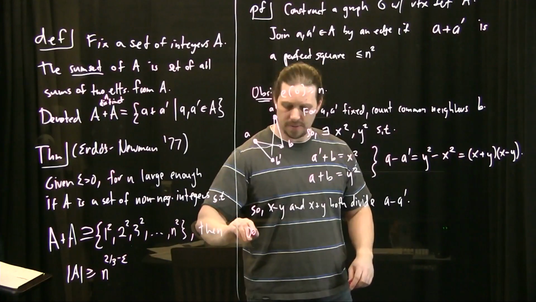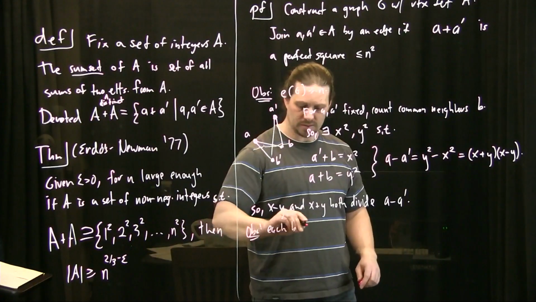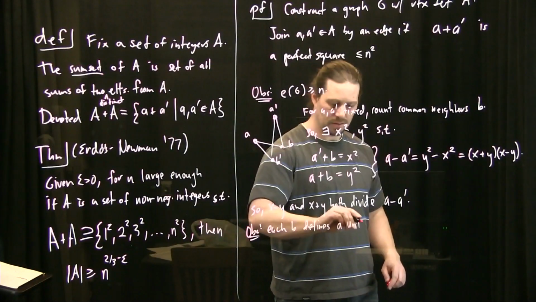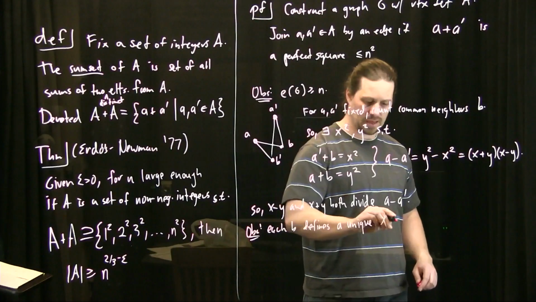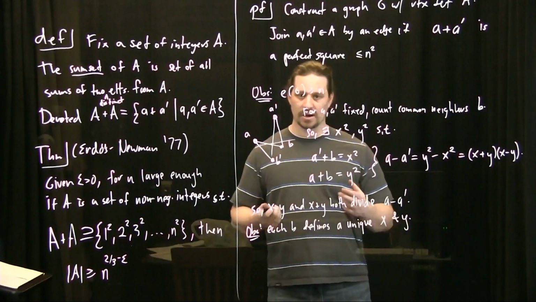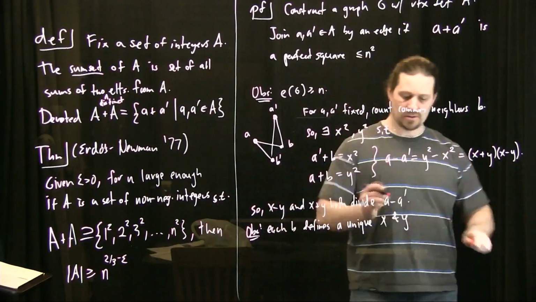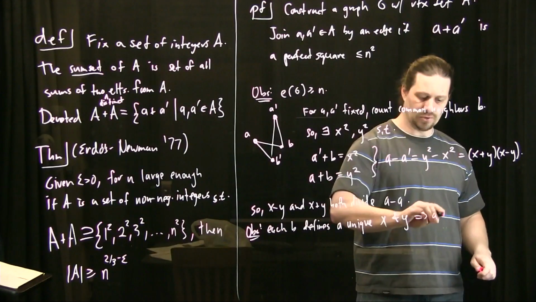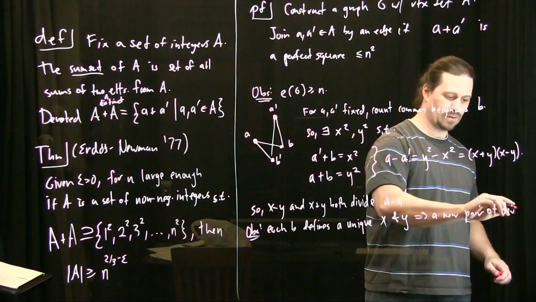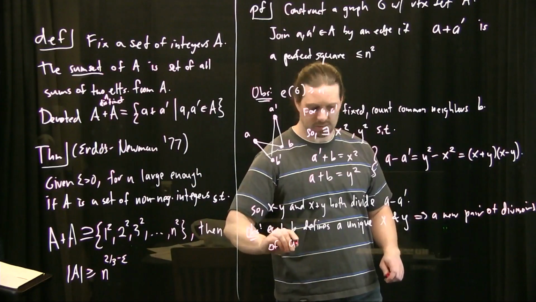Okay, so what we want to observe is that each B defines a unique x and y. So it defines a new x and y, and so actually what it defines, therefore, is a new pair of divisors, which implies a new pair of divisors of a minus a prime.